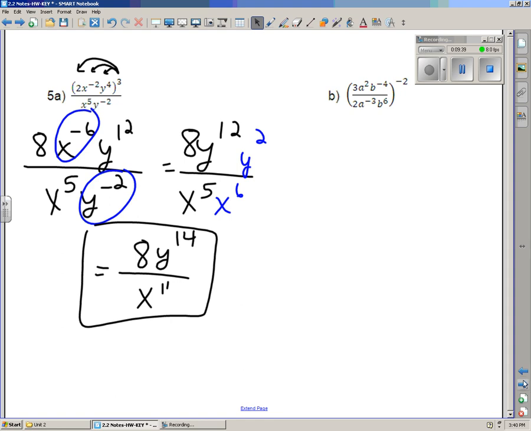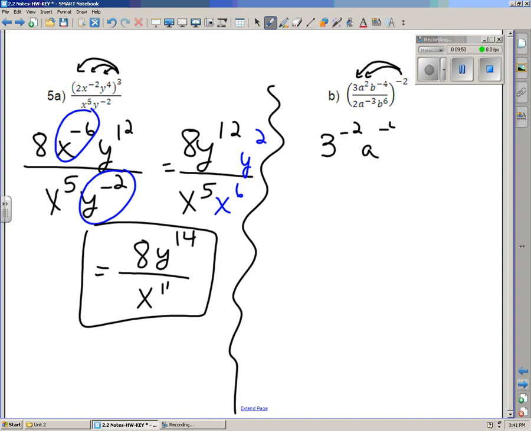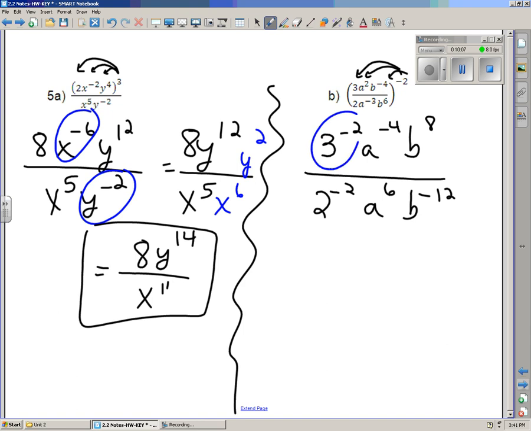On the last one, again, distribute in that negative exponent to everything. So it becomes 3 to the -2, and then a to the -4, and then b to the +8. Remember, power to a power, you multiply. On the bottom, it becomes 2 to the negative 2, a to the positive 6, and b to the negative 12. All that moves are things that have negative exponents.